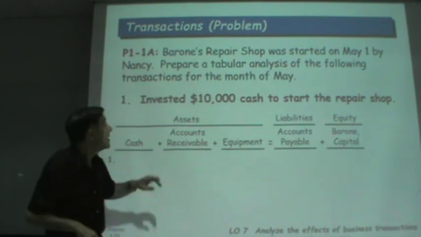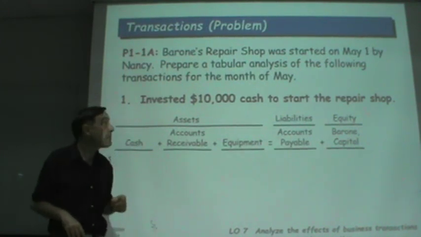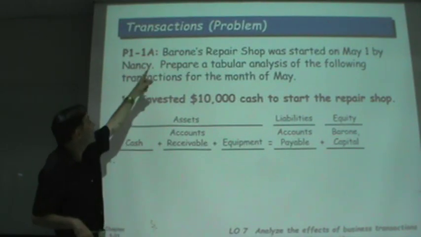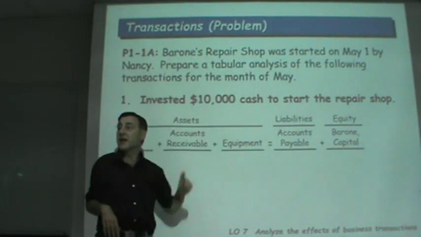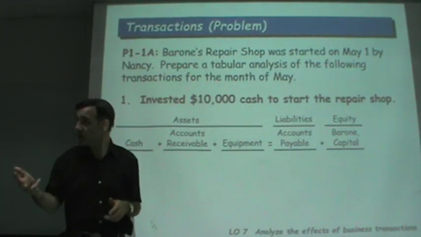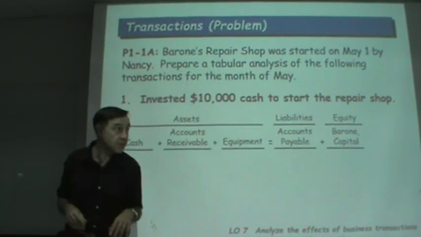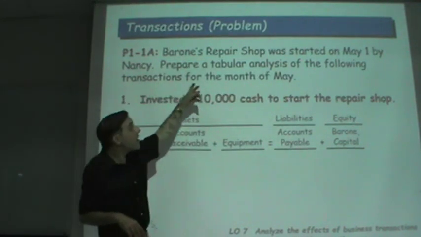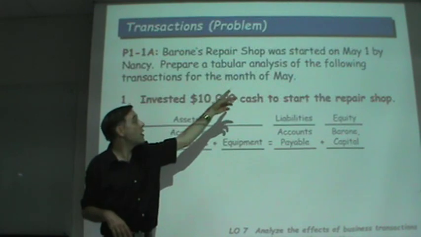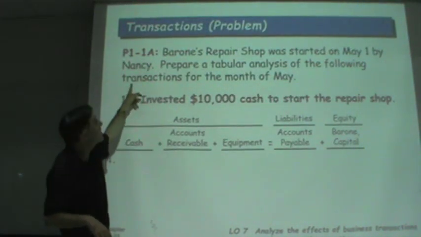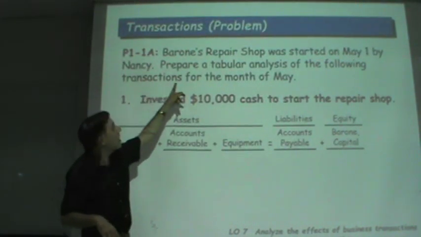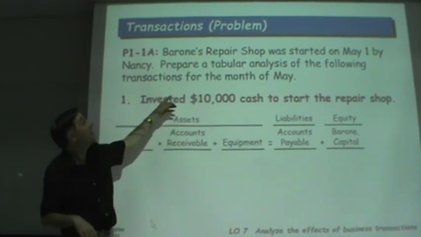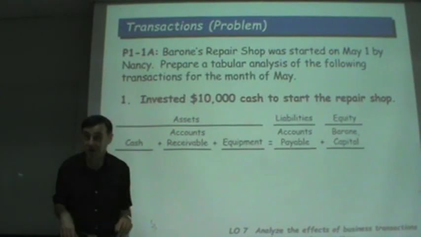So, everyone, please. This is lecture number 4. We continue with the example, which is what we call a problem there. And I'll give you something similar like this for the exam. And we have a number of things. There's a repair shop, starts on May 1 by Nancy, okay? And you are asked to prepare a table like this, okay, of the following transactions.